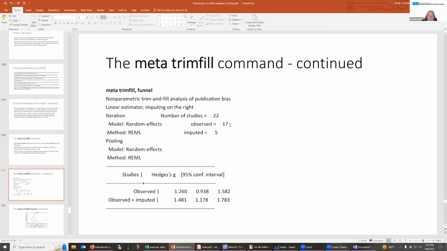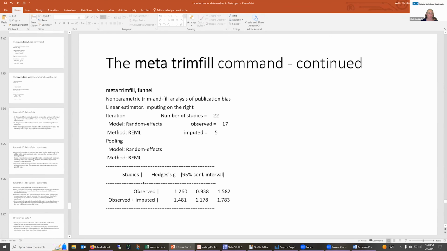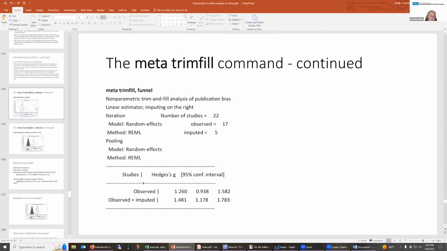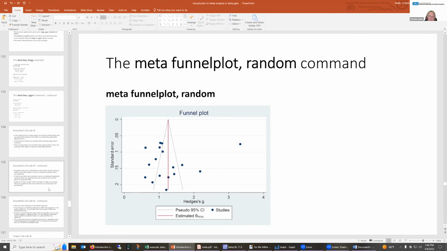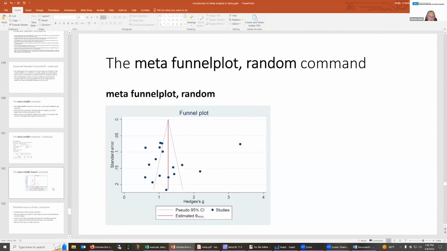So we started with our 17 studies, we imputed 5, and that's where that N of 22. Here is our observed. Here is our imputed plus observed. Notice this is higher than this. Why is it higher? Because when we were looking at our funnel plot, the studies were missing from over here, which would have a higher effect size than our average. So when we fill over here, we're moving the effect size larger. That doesn't always happen, so don't expect that to be the common output.